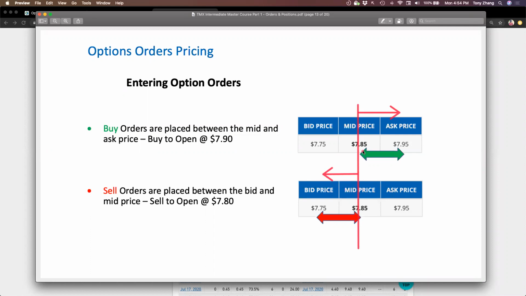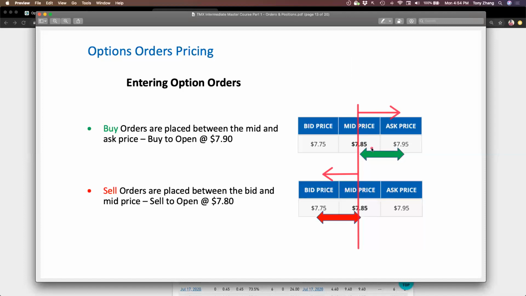So if you're buying, what do you want to do? You want to pay the least possible price, right? Whenever you buy something, you want to buy it for the lowest possible price. Think about when you buy a TV. Do you want to spend $1,000 on a TV, or do you want to wait till it goes on sale for $700? You always want to pay the lower price. That's why when you're buying, you always want to start at the midpoint.